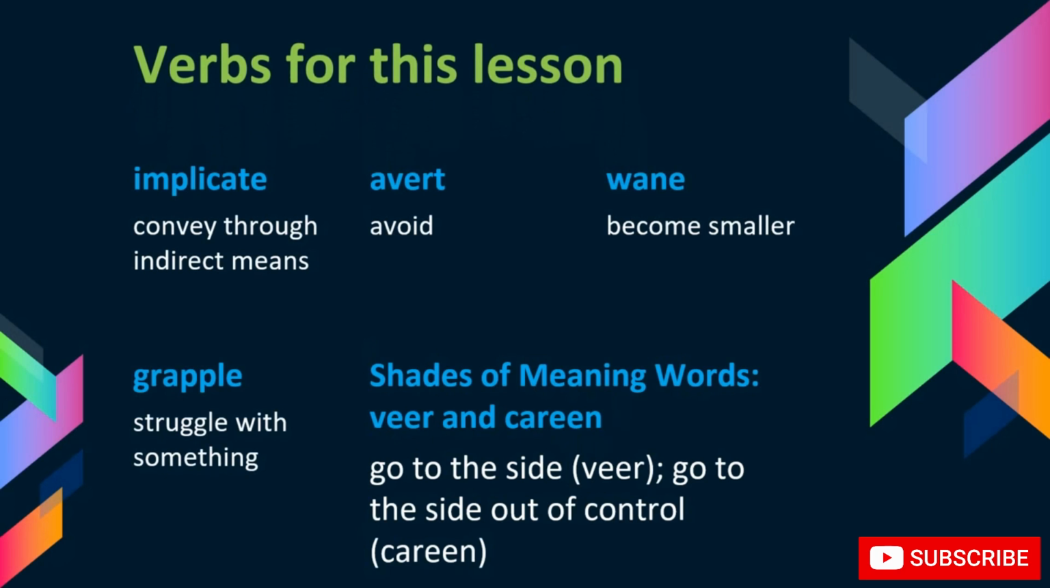And now we'll do a final review of our verbs for this lesson. Implicate, to convey through indirect means. Avert, to avoid. Wane, to become smaller. Grapple, to struggle with something. And veer, to go to the side. And careen, to go to the side out of control.